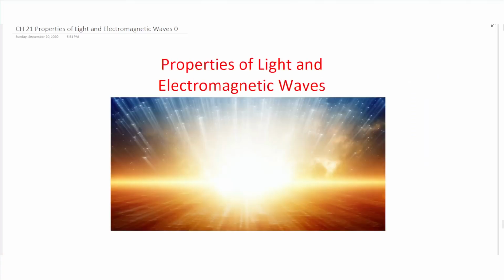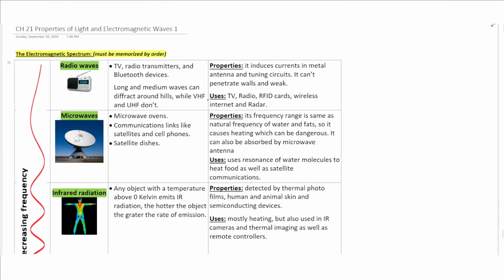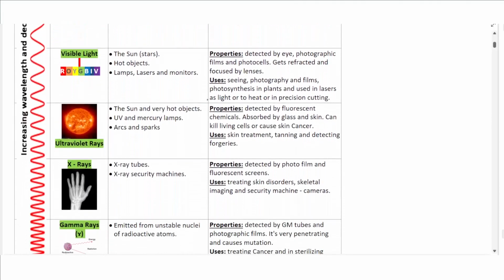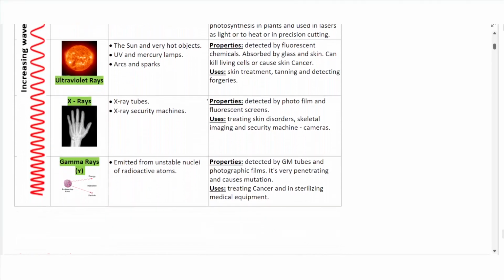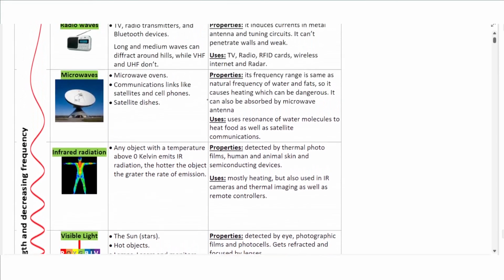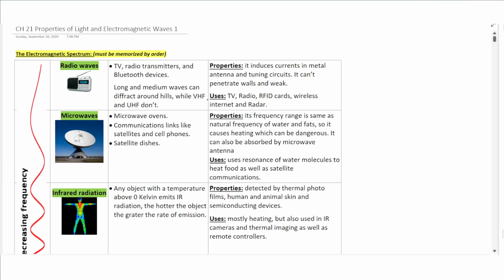This chapter talks about the properties of electromagnetic waves and light. First, we say that we have 7 types of electromagnetic waves, which are in turn radio waves, microwaves, infrared radiation, visible light, ultraviolet rays, X-rays, and gamma rays, which you are required to memorize in order. And the visible light has 7 colors: red, orange, yellow, green, blue, indigo, and violet. We are also required to know the uses of each type of radiation.